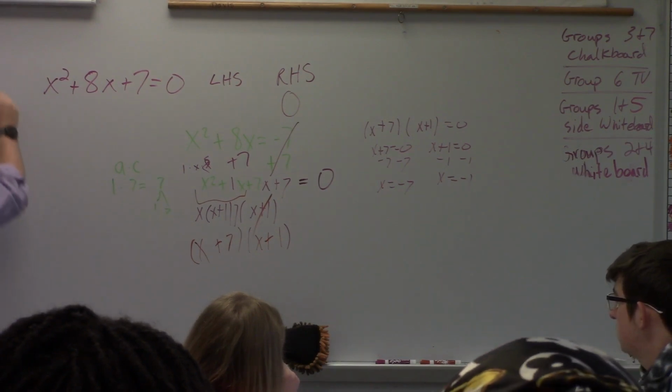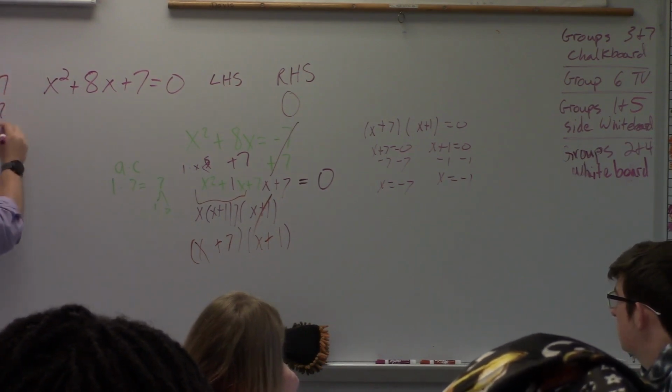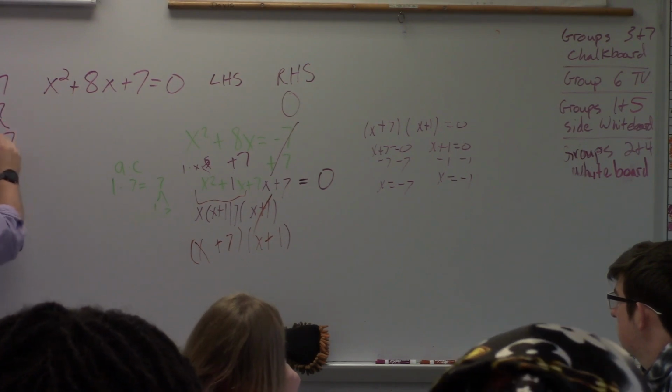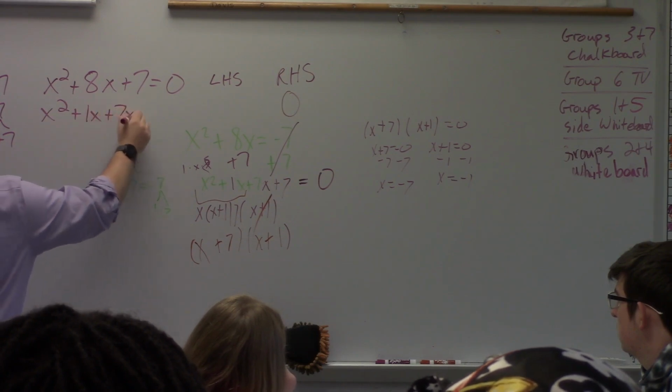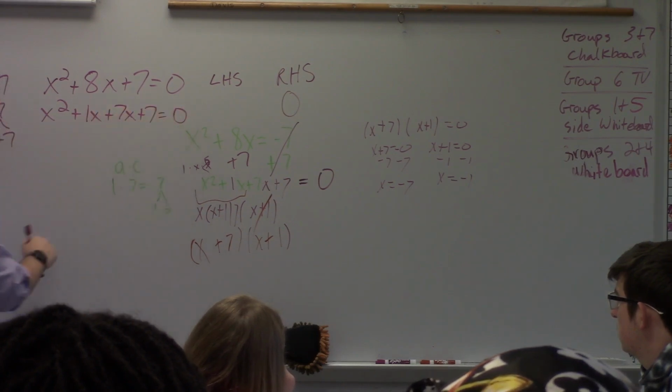We all correctly identified 1 times 7 is A times C, that we needed 1 plus 7 to add up to 8. Right? And then we factored.